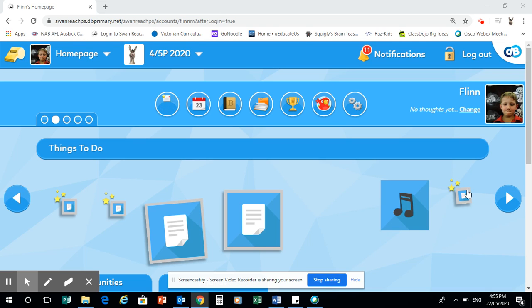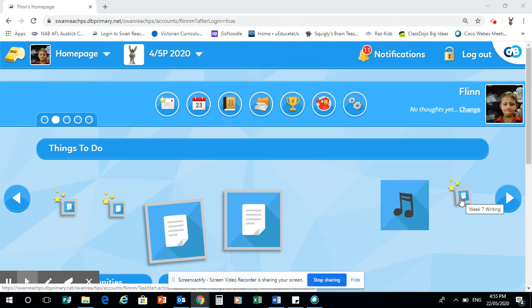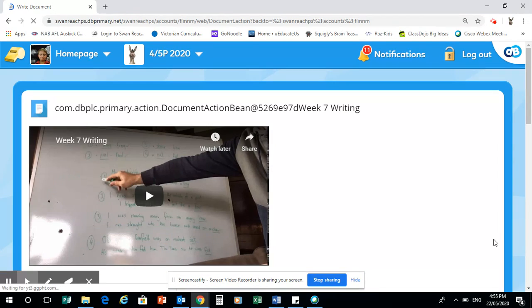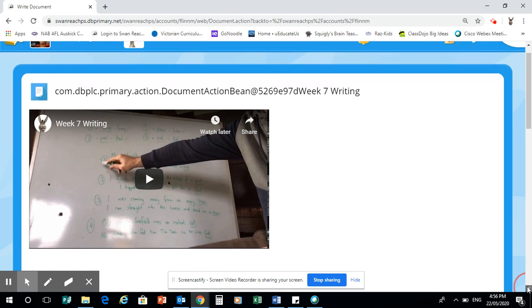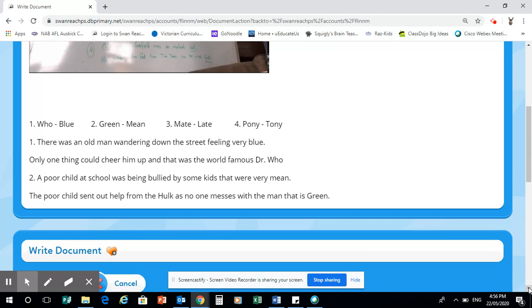Okay, so this week I'm going to show you how I want the writing done. So here we go. We've got the week 7 writing. We click on that, and obviously up comes the instructional video of what we're focusing on. Then underneath that there'll be a video of what this is. Now, the example is what I've put up here.